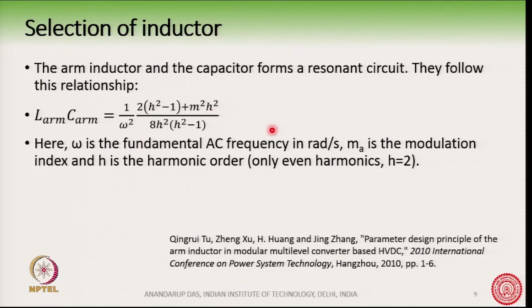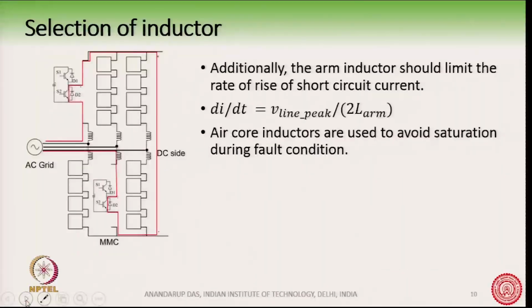Here omega is the fundamental AC frequency in radian per second, M is the modulation index and H is the harmonic order. We usually take H equal to 2 because that is the most dominant harmonic present. With this expression and with the value of C arm known, we can design the L arm, or the arm inductance.